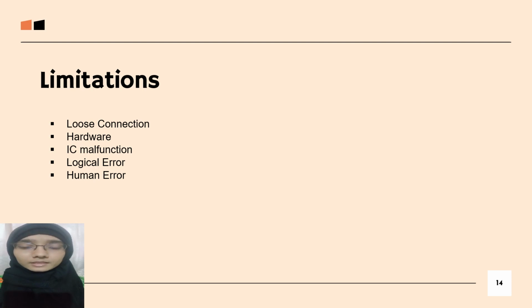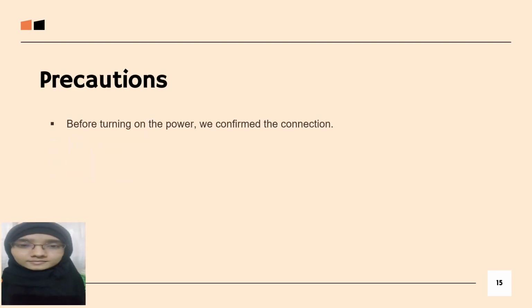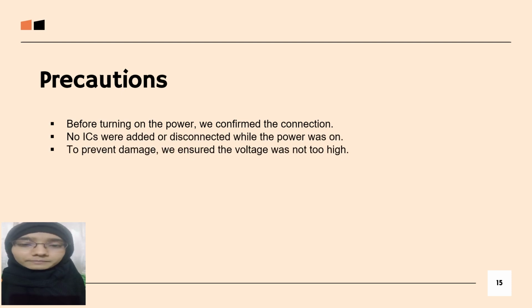Assalamu alaikum. My name is Rifat Aramitu. In this presentation, my part is limitation. There may be loose connections, IC may malfunction. While making the circuit, human error can be made as well as there may be some hardware error. Here the another part is precautions. Before turning on the power, all connections were double checked. The applied voltage was within the operating range of the 555 timer IC.